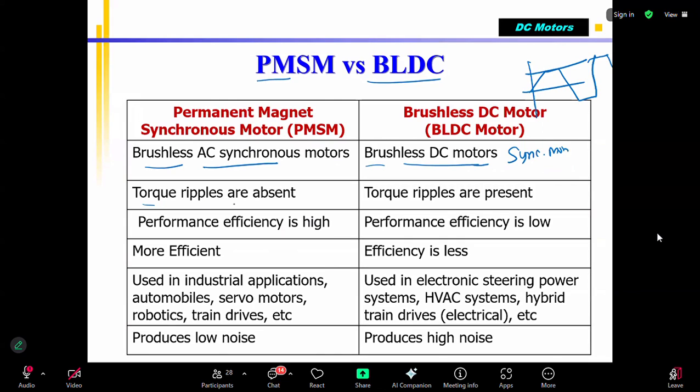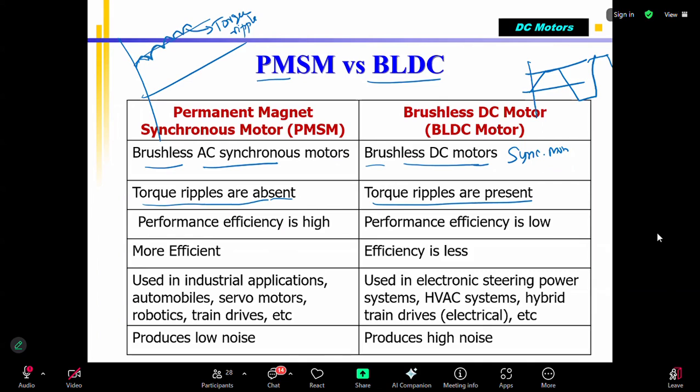And the torque will have no ripples. The torque produced by the synchronous motor will be almost constant. But if you see the BLDC motor, the torque will be something like this. Ripple will be there, this is called torque ripple. Note down, BLDC motor has torque ripples. That means a small variation will be there, because the magnetic field is not distributed evenly.